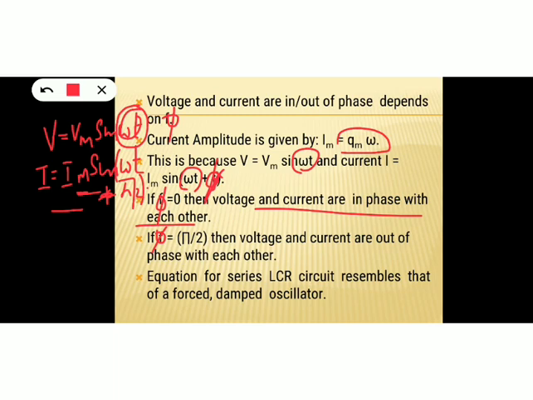Whether it is a capacitive circuit, inductive circuit or resistive circuit is determined by the value of phi. If phi is equal to 0, it will be a resistive circuit. If phi is equal to pi by 2, it will be a capacitive circuit. And if phi is equal to minus pi by 2, it will be an inductive circuit.